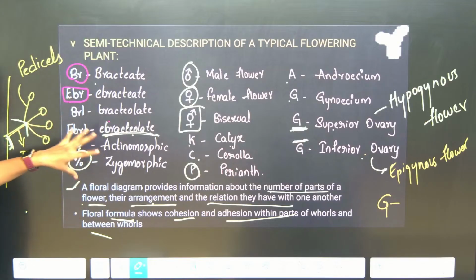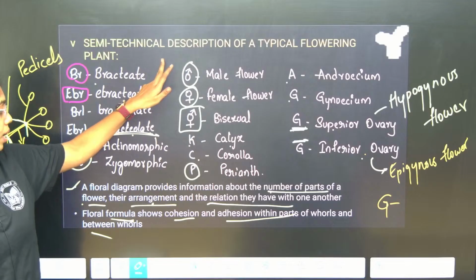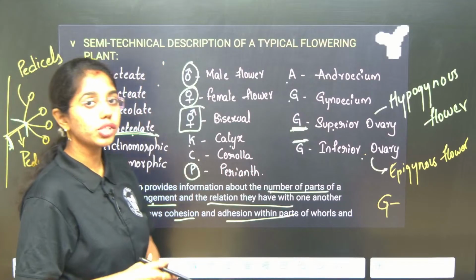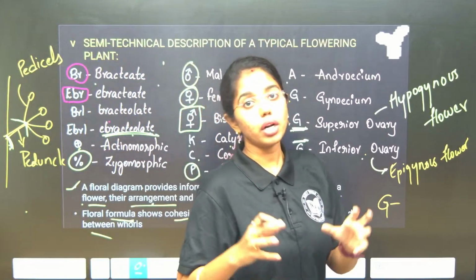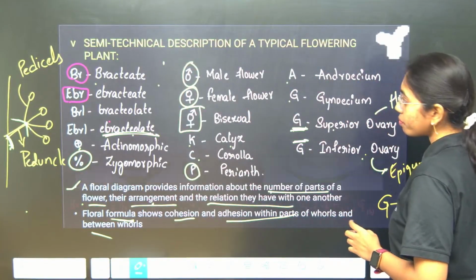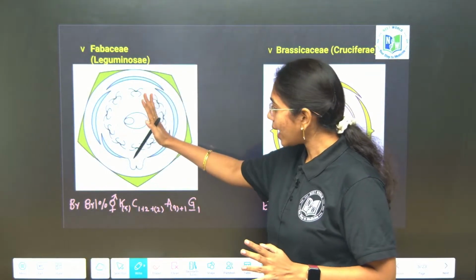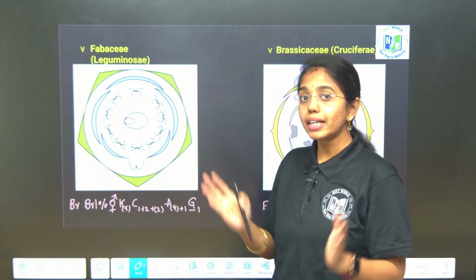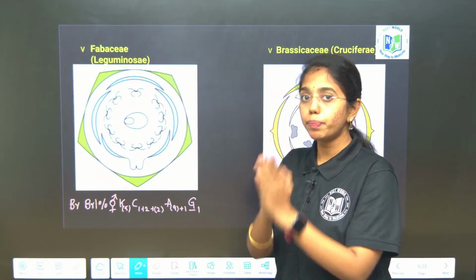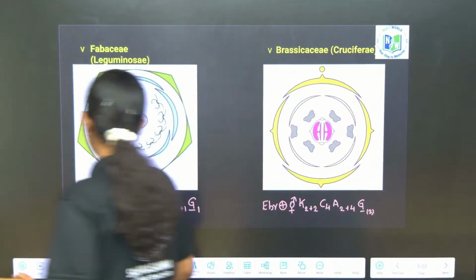So, from this slide what you have to be clear about, beta, is the semi-technical description that is followed, and the second thing is the information that you can get from the floral diagram and floral formula. Till here it is clear, right? Yeah. If we finish the floral diagram with the floral formula, then the entire floral characteristics of that particular family will be in our mind. Okay, look here.